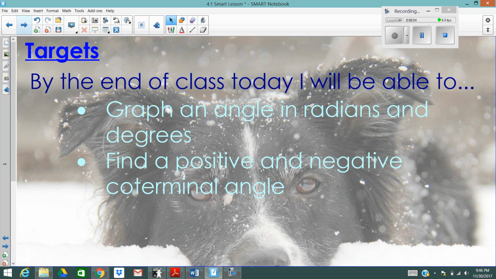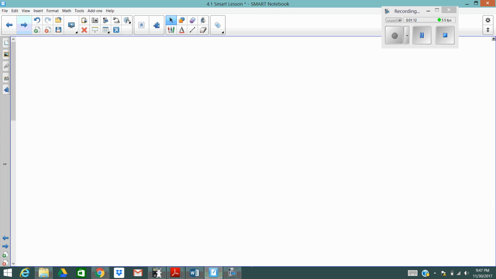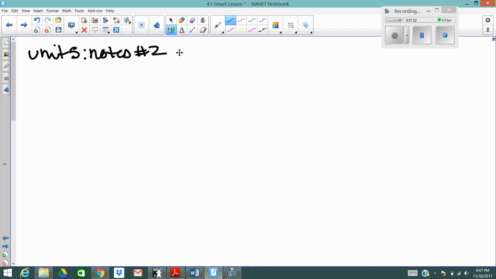So our objective for today, by the end of class, you should be able to graph an angle in radians and degrees, and then find a positive and negative coterminal angle, as well as, I forgot to write it there, but find reference angles. So go ahead, get out your notebooks, and let's take some notes. So this is Unit 5, Notes number 2, which is all about angles of rotation.